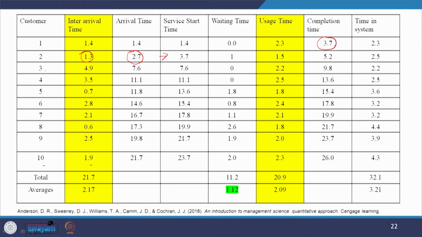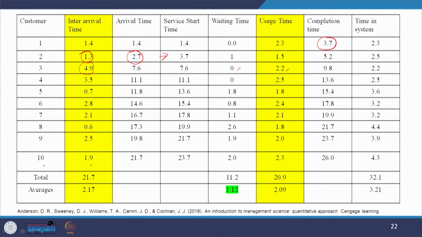Then the third customer: inter-arrival time is 4.9, so arrival time on a continuous scale is 7.6. You see that the second customer left the ATM at 5.2 minutes. So the third customer is entering at 7.6, which means from 5.2 minutes onwards the ATM is idle. So the third customer need not wait; he can directly get the service at 7.6 minutes. There will not be any waiting time.